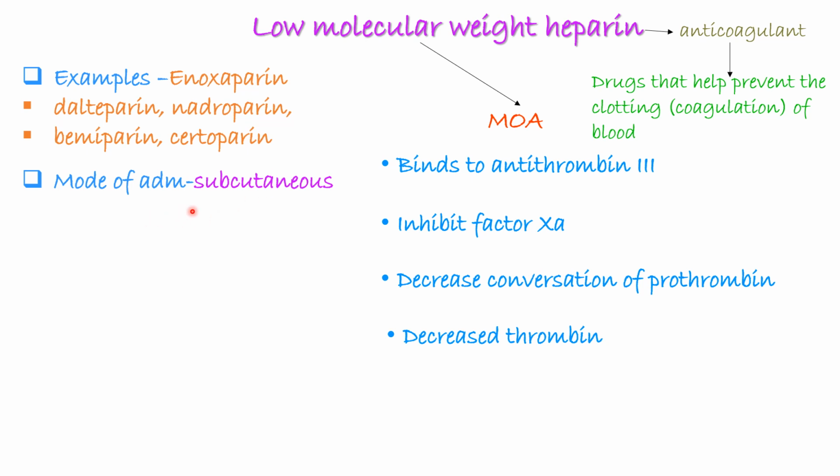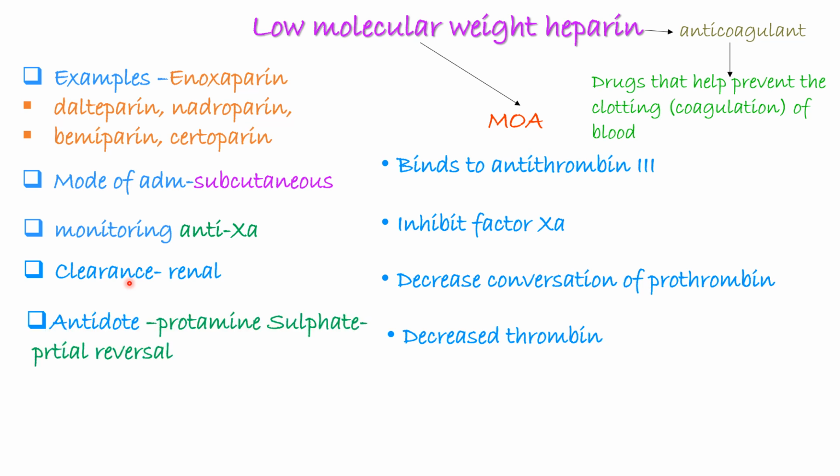The route of administration of low molecular weight heparin is usually subcutaneous, and it is usually monitored by factor XA. The reason behind this is that it inhibits factor XA. So it is well for us to monitor low molecular weight heparin using anti-XA or anti-10A. Clearance is usually renal. That's why when a patient comes in with creatinine clearance less than 30 ml per minute, we usually prefer giving them unfractionated heparin.